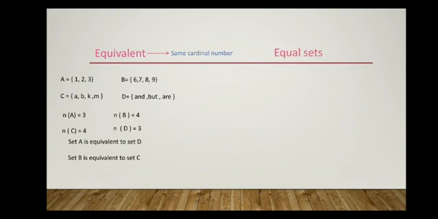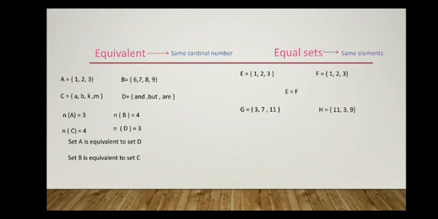So, what are equal sets? Equal sets means sets having the same elements. Consider the set E equal to {1, 2, 3} and F is also equal to {1, 2, 3}. These two sets have the same elements, so they are equal. Now consider set G equal to {3, 7, 11} and H equal to {11, 3, 7}.